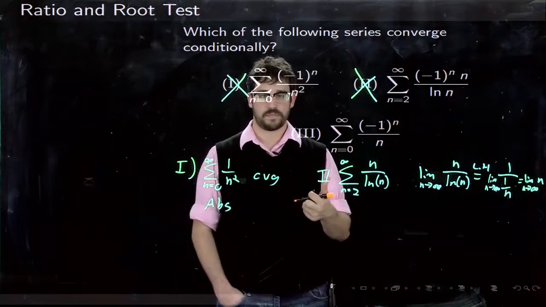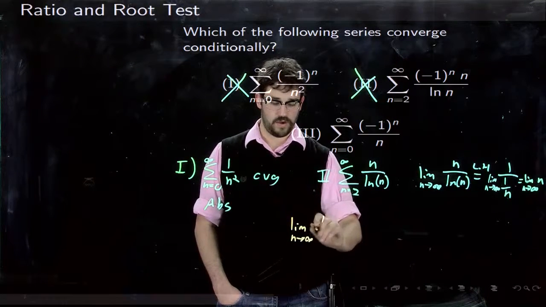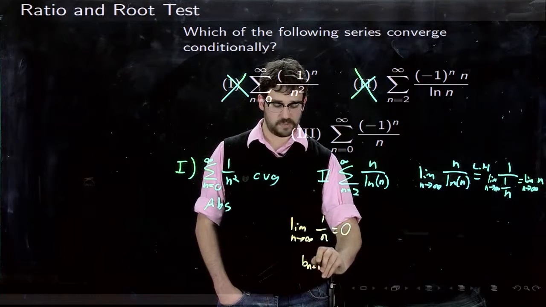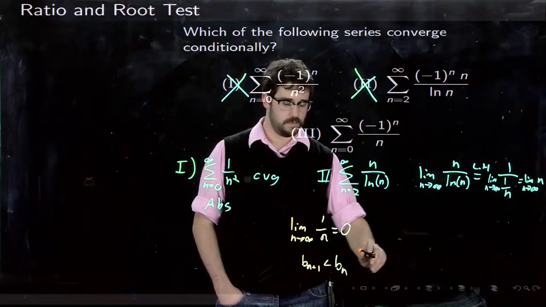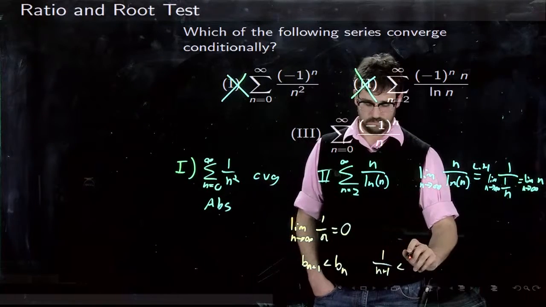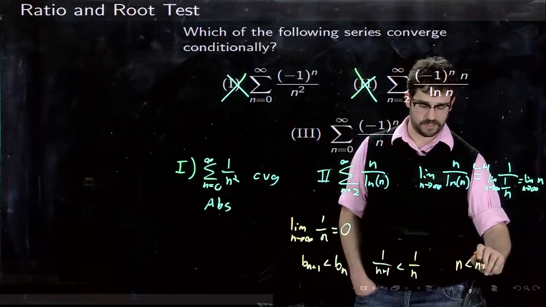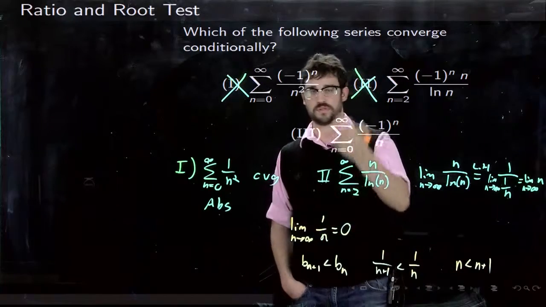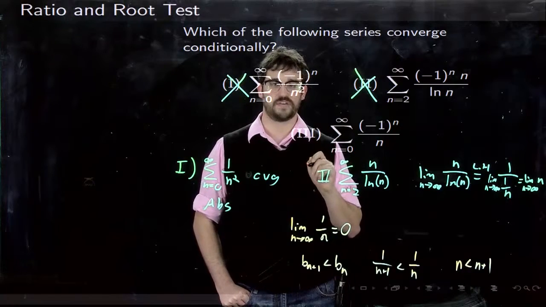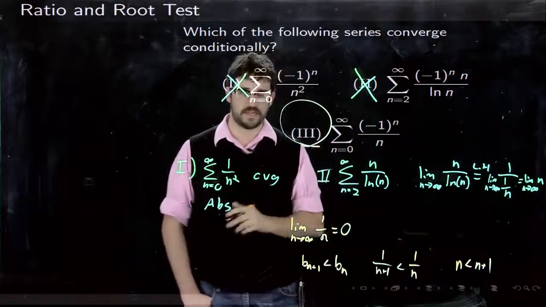Well, it's alternating, and the limit of the b_n value of 1 over n does go to 0, and b_{n+1} is clearly always less than b_n, because that's saying 1 over n plus 1 is less than 1 over n, which is, in other words, saying n is less than n plus 1. So clearly this is true. So clearly 3 fits all the conditions of the alternating series test and doesn't converge absolutely. So therefore, this series here is the one that converges conditionally, and it is the only one.